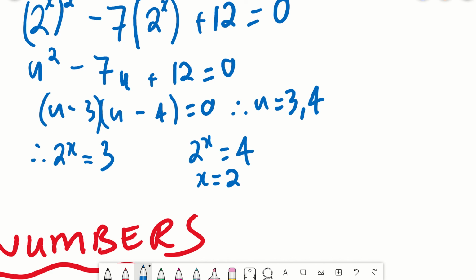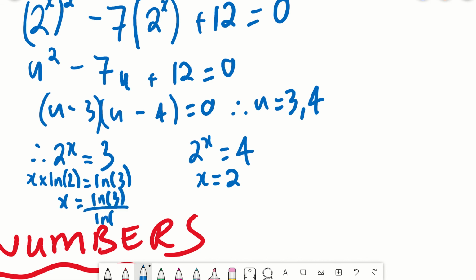Well, you might be thinking, I know, miss, we did this last lesson. We could log both sides or do a change of base, whichever one you preferred. If I log both sides, I'm going to get x times log of 2 equals log of 3. So therefore x is equal to log of 3 over log of 2. And you can put that in your calculator and you'll get some decimal. But there are your two answers for x.